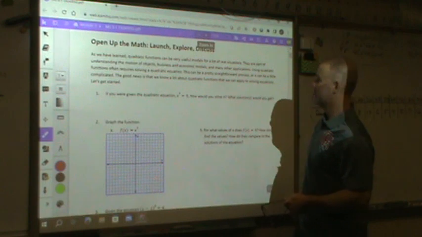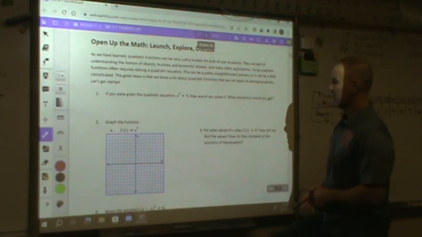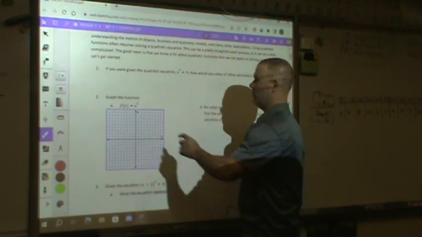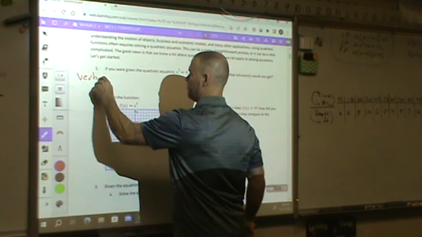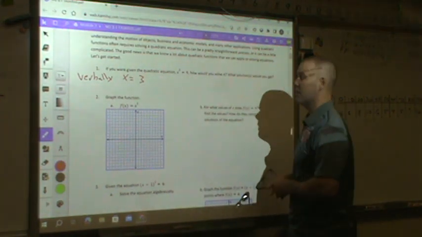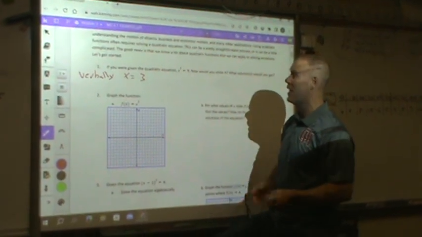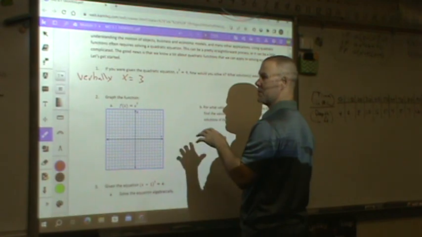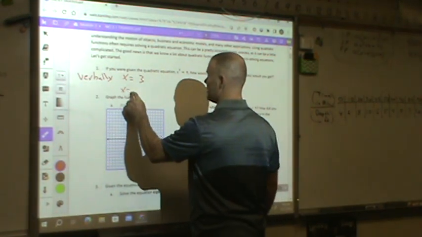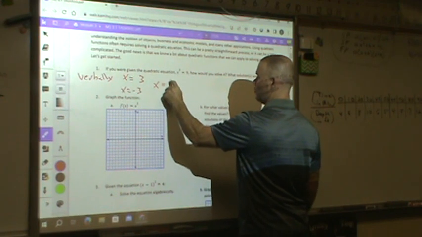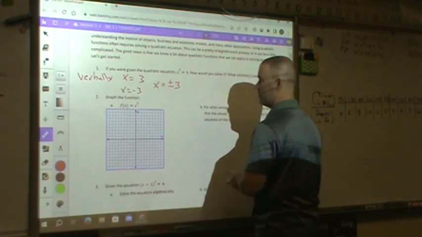I'm going to pump this up a little bit so we can see it. It says, if you were given the quadratic function x squared equals 9, how would you solve? Well, most of us want to solve it verbally, and we want to say x is equal to 3, which it is, because 3 times 3 is 9. But you have to think, is there also another number times itself that's equal to 9? And the answer to that is x is equal to negative 3. So x is equal to plus or minus 3, essentially is what we're saying.